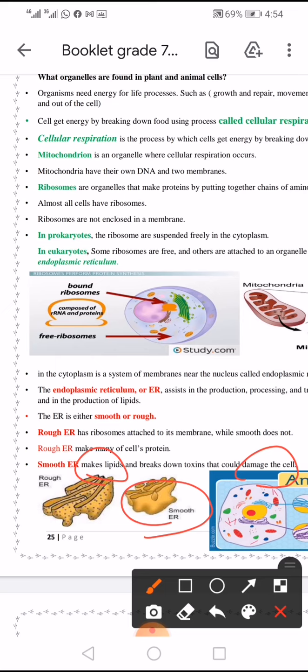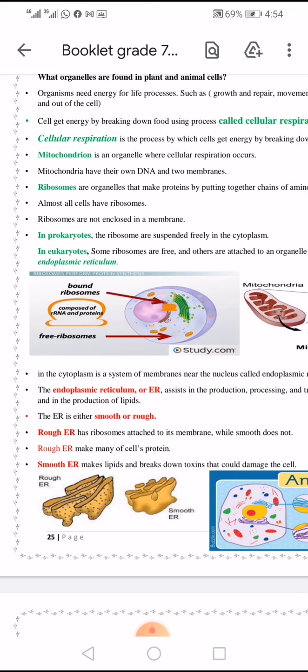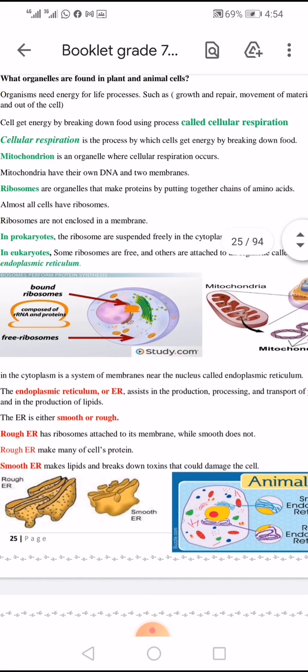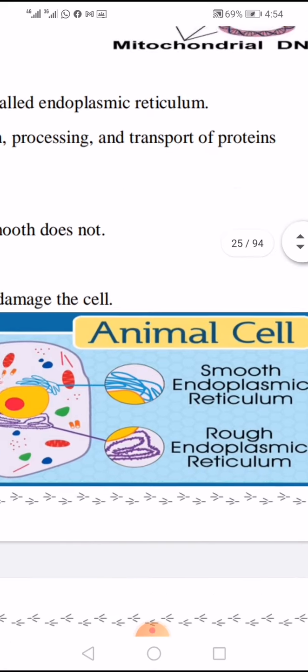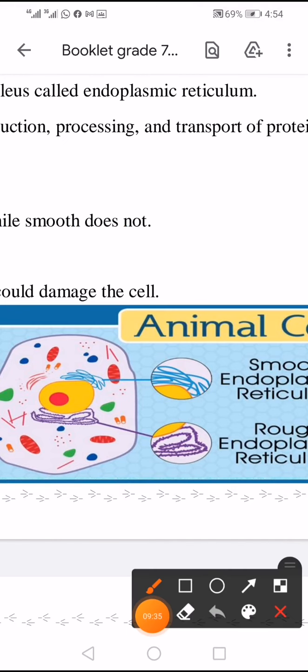So rough endoplasmic reticulum has ribosomes attached to it. The function of rough endoplasmic reticulum is to make cell proteins, while smooth endoplasmic reticulum makes lipids and breaks down any toxin that gets in the cell. Look, these are the two types of endoplasmic reticulum. Smooth has no ribosomes, no dots, while rough endoplasmic reticulum has dots attached to it, which are ribosomes. So the function of rough endoplasmic reticulum is to make cell proteins.